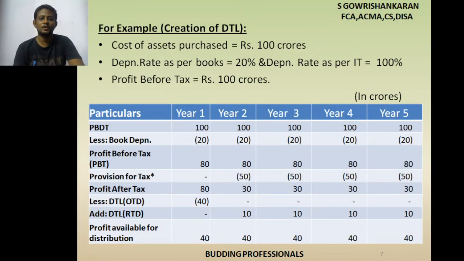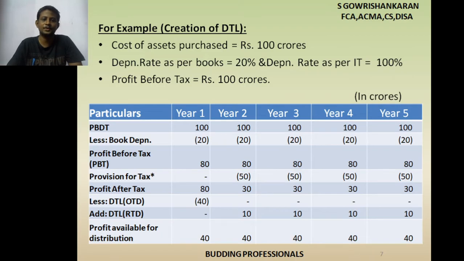So just go through this problem. Just go through from the beginning. Don't go through the answer directly. Just go through the question step by step. What is the first one? First of all, we are going to understand creation of deferred tax liability. Under that, cost of asset purchased, how much?